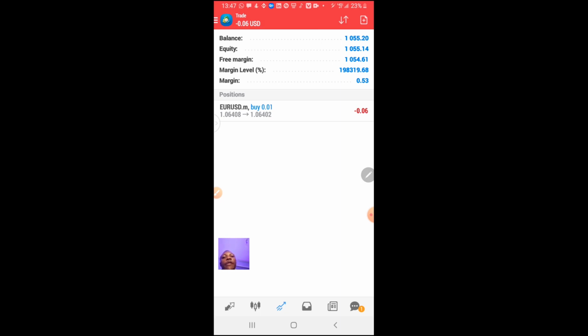You can see from here, if you have 10 cents, it means the market has moved 10 pips in the downward direction. If it is red here, it is red here. When it is red, you see this bar up here will be red. When you are in profit, in blue, you see this bar here in blue.